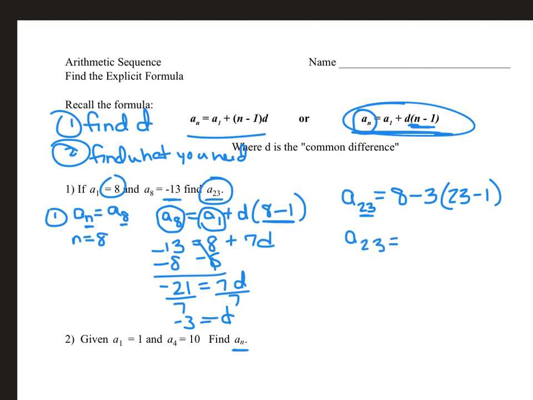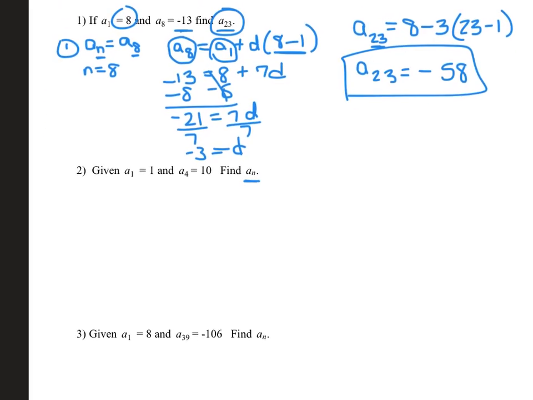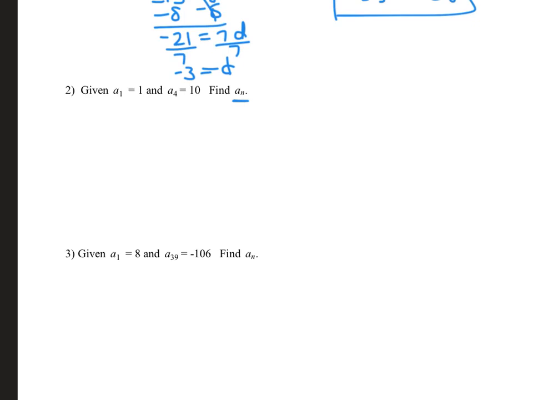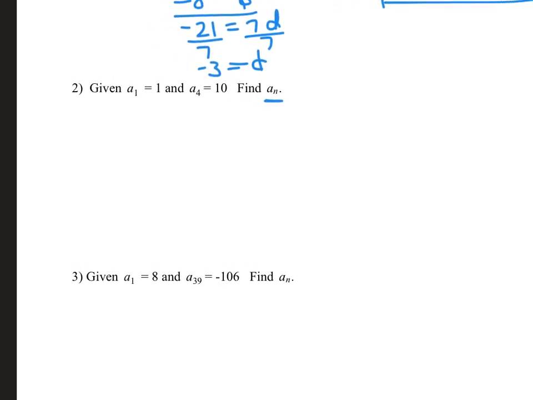So then, you can just plug it in. You can do your order of operations, but what I got was negative 58. So using the two terms, instead of counting 23 times with my negative 3 or finding that difference, I'm able to do it somewhat simply. Okay, it's not really easy, but it's simple.